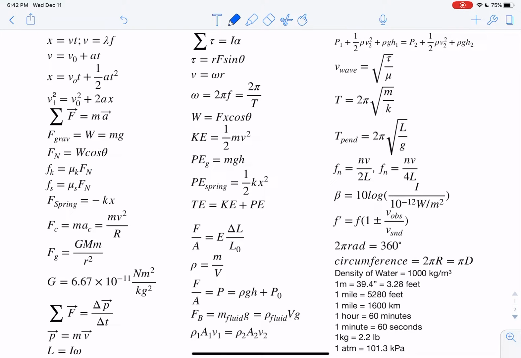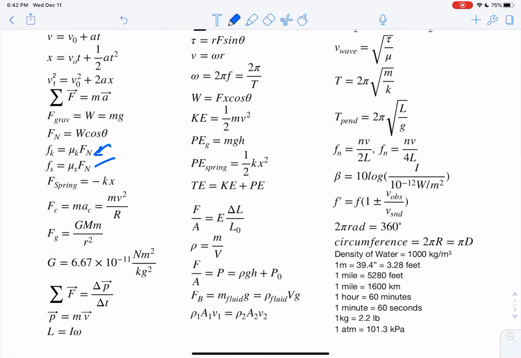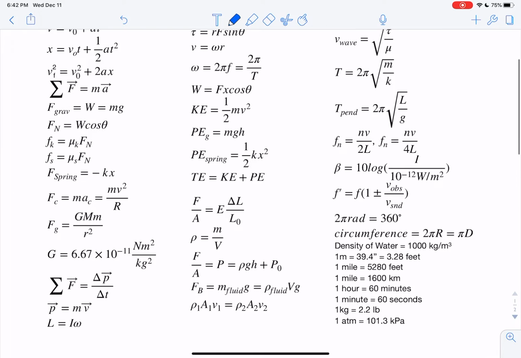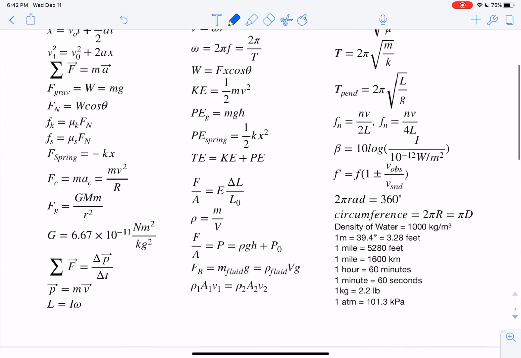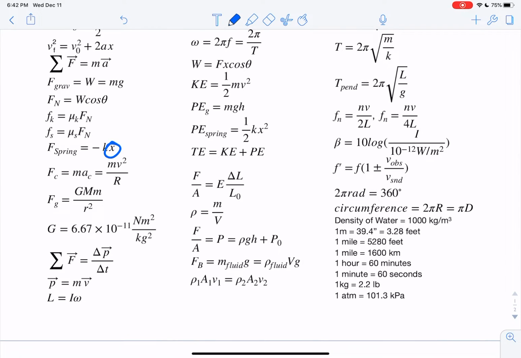And there's the kinetic version and the static version. So if you're moving, you use the kinetic version. If you're static, you use the static version. And that's one of the sum of the forces things. So these forces get summed up. Force on a spring is another one that could go on the side of the equation, F equals ma. Minus kx, spring constant times how far the spring is stretched.